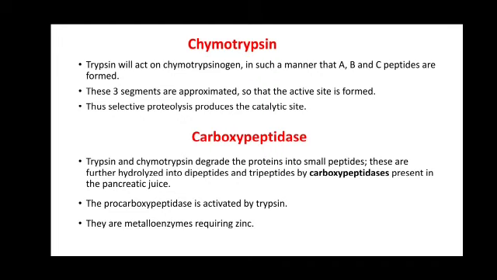These carboxypeptidase enzymes act only on the carboxyl end of the amino acid, and procarboxypeptidases are activated by trypsin. They are metalloenzymes requiring zinc.